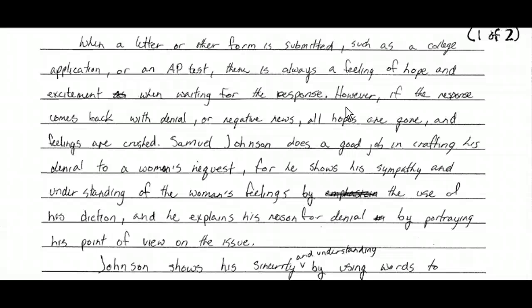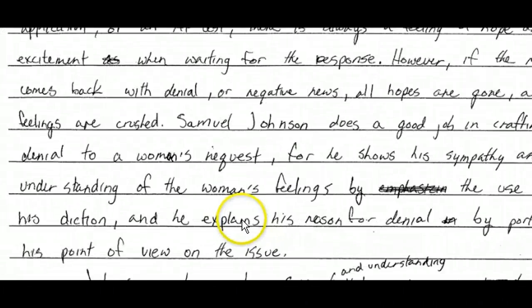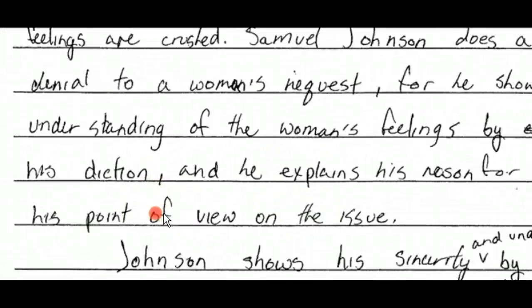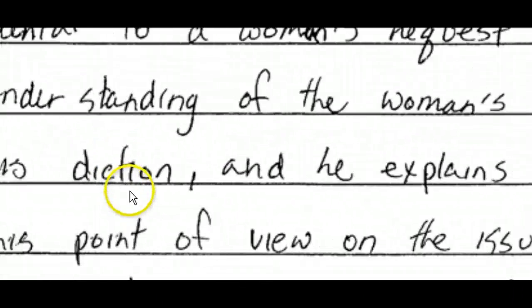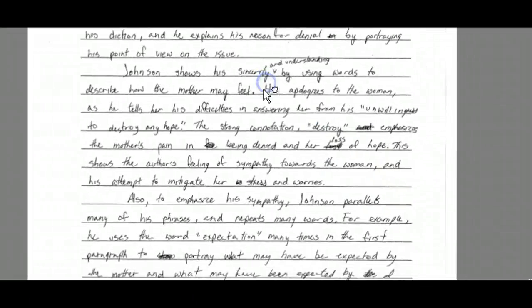When a letter or other form is submitted, such as a college application or an AP test, there's always a feeling of hope and excitement when waiting for the response. However, if the response comes back with denial or negative news, all hopes are gone and feelings are crushed. Here's your thesis statement. Samuel Johnson does a good job in crafting his denial to a woman's request, for he shows his sympathy and understanding of the woman's feelings by the use of his diction, and he explains his reason for denial by portraying his point of view. So really they're talking about the use of diction and the author's use of explaining things. Those are two strategies you could write about.